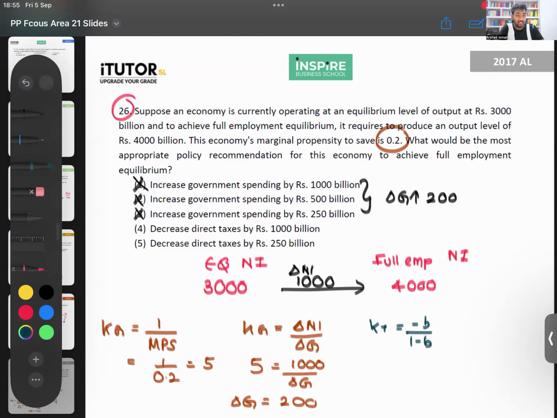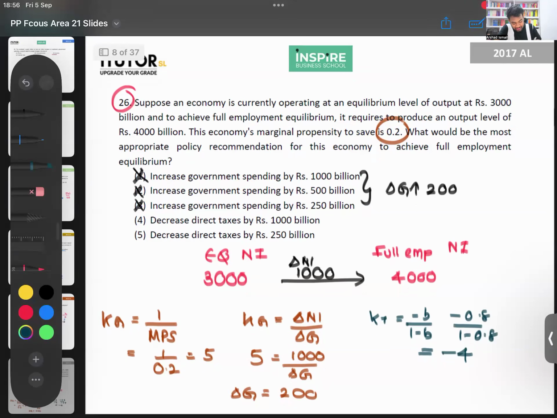Sorry, how much is my MPC in this question, Lama? My MPC has to be 0.8, right? So then minus 0.8 over 1 minus 0.8. How much do we get as our tax multiplier? So minus 0.8 over 0.2. You get minus 4. Remember, tax multiplier is always minus. So then put the same thing there.